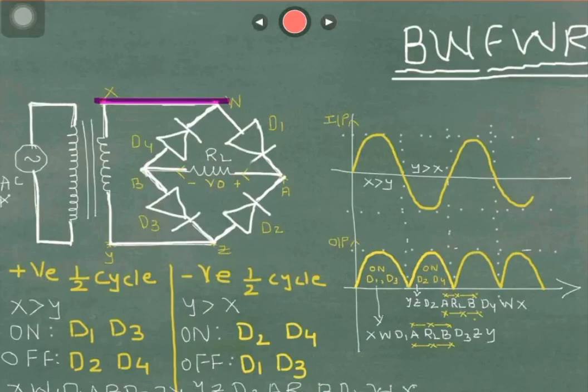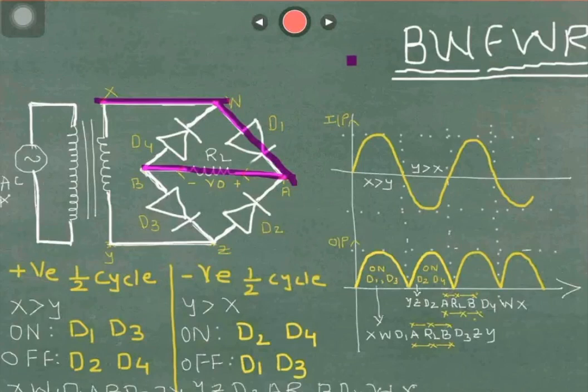So current will flow from point W to diode D1 to terminal A, as shown in figure. Now at terminal A, you can see that diode D2 is under reverse bias. So current will take a path and travel from point A to RL to point B. In this manner, the current will travel from point A to RL to point B.